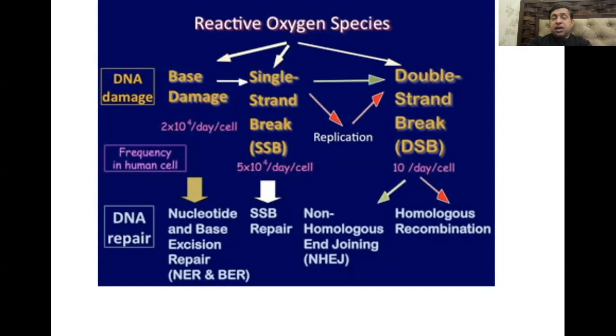Besides that, our body has a repair machinery which takes care of all this base damage, single strand breaks or double strand breaks through nucleotide and base excision repair mechanisms, or the single strand break repair mechanism. In the case of double strand breaks, there are two ways: non-homologous end joining and homologous recombination, by which we can repair this damage. But it depends upon the radiation dose. If the radiation dose is very, very high, then the repairing machinery gets compromised, and therefore we require medical attention to save the victim.